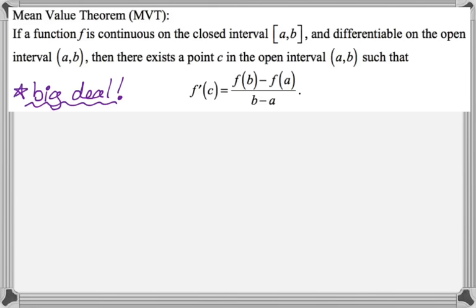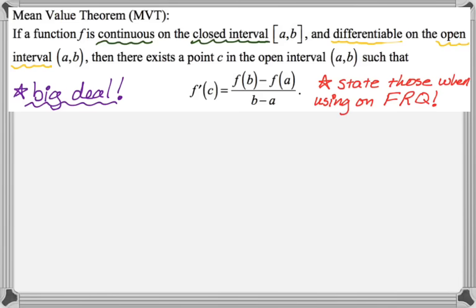This is a really big deal. It comes up a lot, and it's definitely the most calculus-based of the theorems. So if you're going to use it, you definitely need to remember continuous on the closed, differentiable on the open, and if you're going to use it on an FRQ, you should state those things. If those aren't true, you're not allowed to use the mean value theorem. So if you're about to use it, go back, make sure it's true, and then actually state it in your write-up.